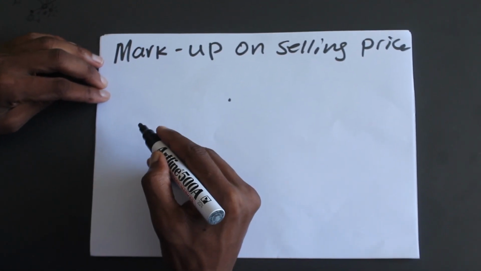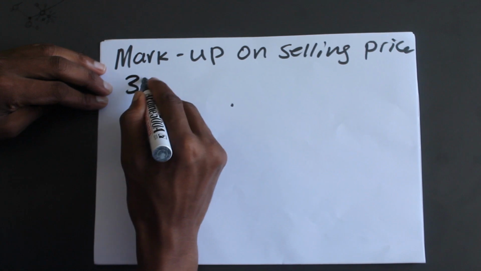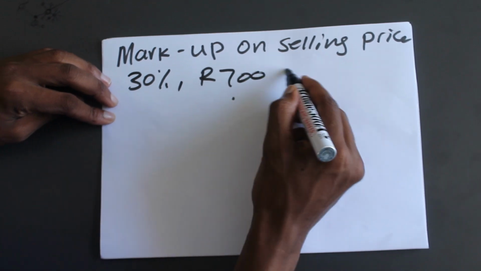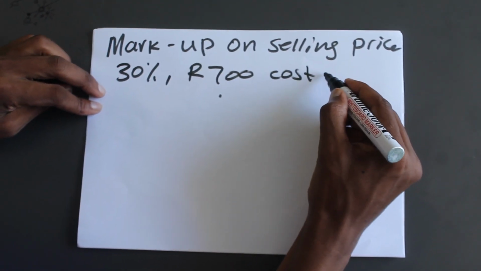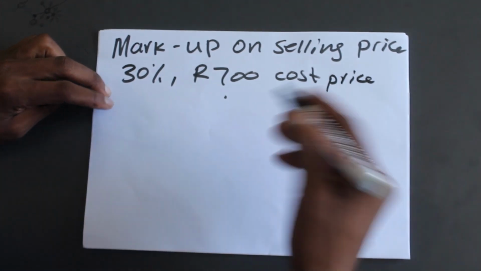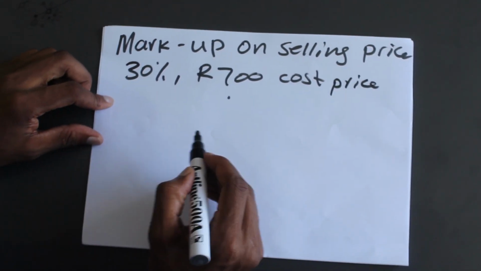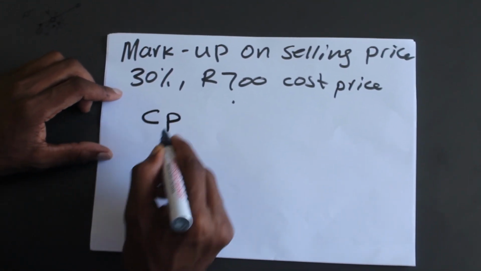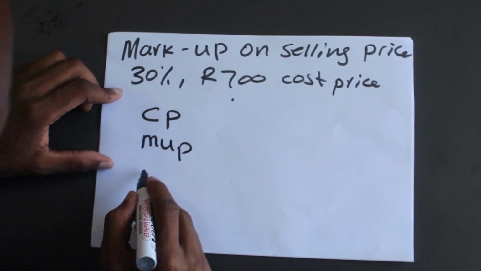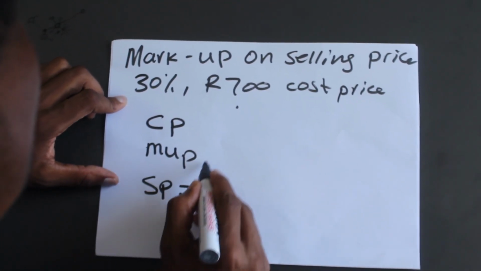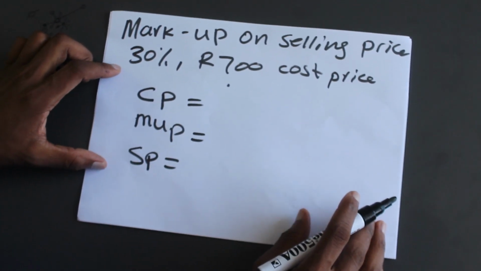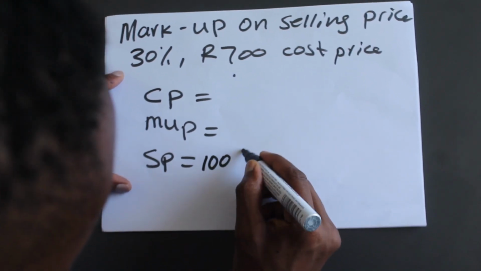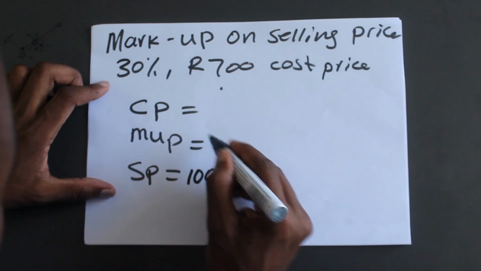Let's say on the markup on selling price, they give you a percentage of 30%, and then maybe they give you 700 Rand cost price for the goods that you are buying or selling. Now we're going to determine easily. We have cost price, we have markup, therefore we have selling price. The principle says when the markup is on selling price, the selling price is equal to 100%, and the markup is given as 30%.